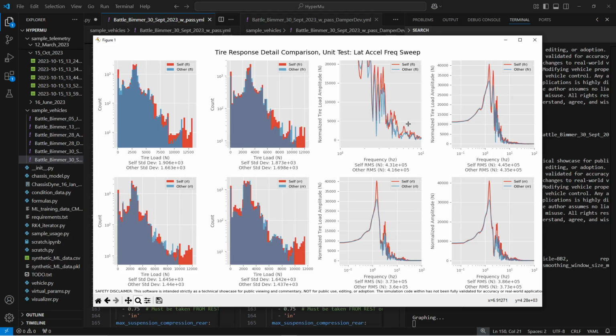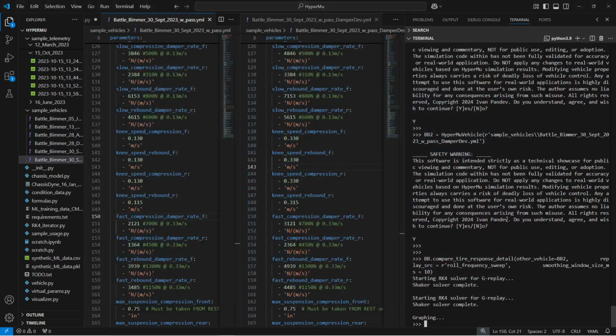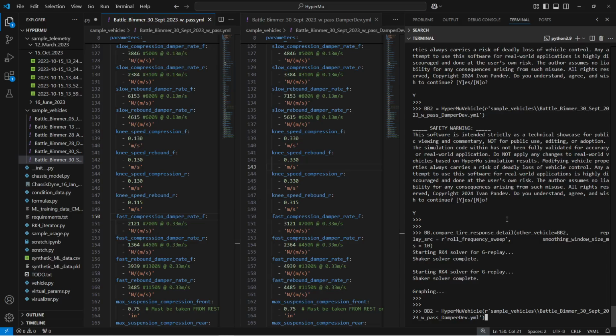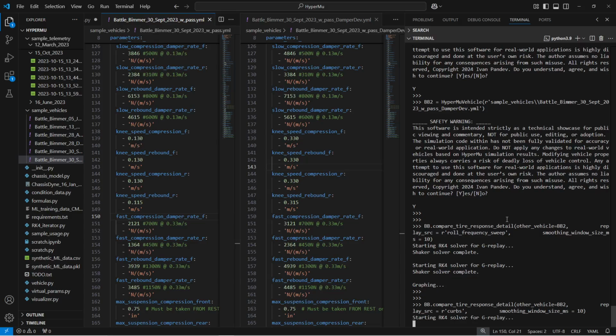You might be thinking that the stiffer dampers would be a regression in scenarios including curbs and bumps, even though it's an improvement here. So we have a test scenario for that as well. A new unit test in HyperMu is simply called curbs, where the two right-hand side tires go over a sequence of bumps. So we'll specify that unit test and launch that simulation.